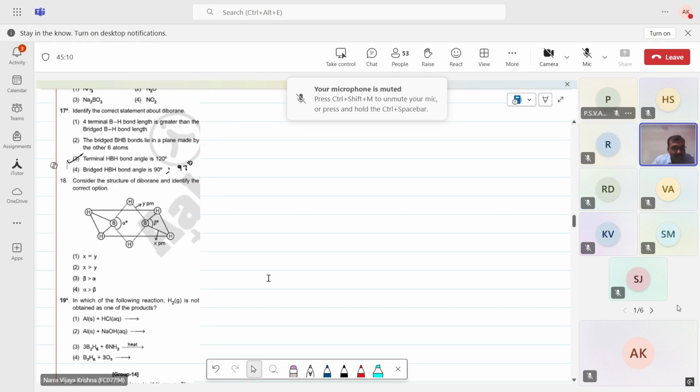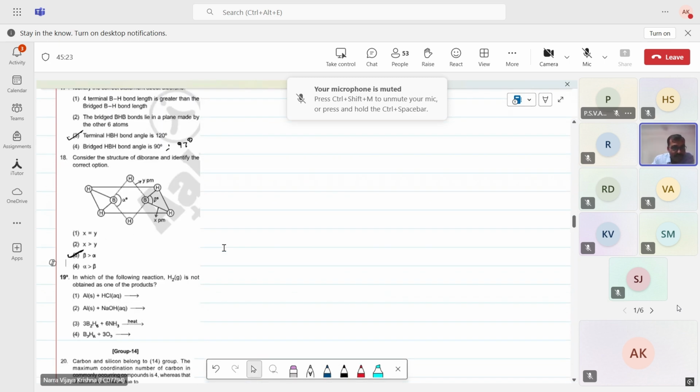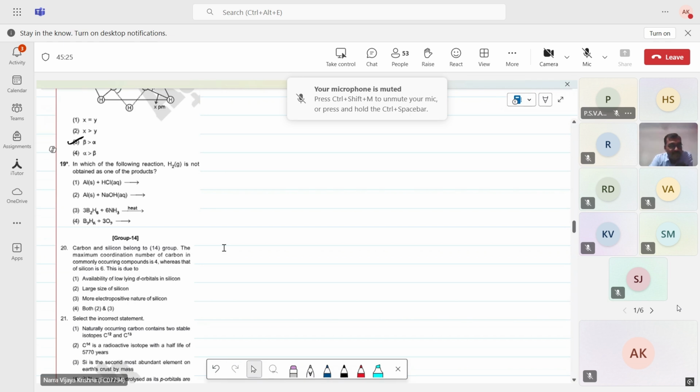What about question number 18? Beta is greater than alpha. So beta greater than alpha. See, if you read the theory properly, solving questions is easy or not? Question number 19.